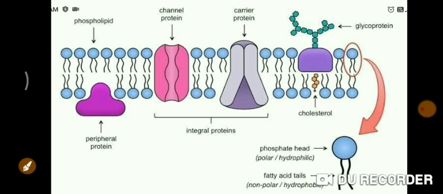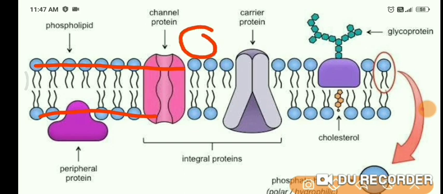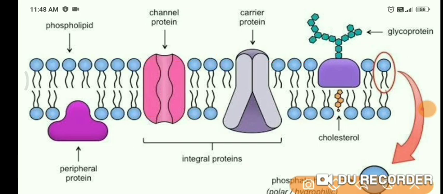It is a bilipid layer. As you can see on your screen, it is a bilipid layer. There are two layers in it. The first layer is this one and second layer is this one. Suppose it is the outer layer of the cell or outer part of the cell, and this is the internal part of the cell. Okay, then there are two layers in it. First one is the outer one, and this is the inner one. So it is known as bilipid layer.